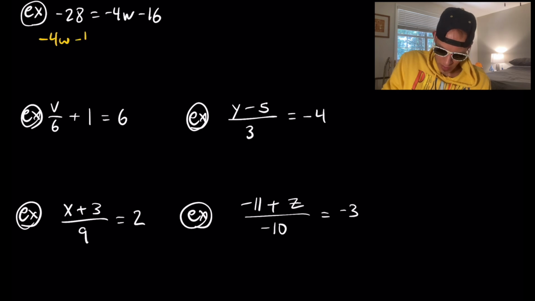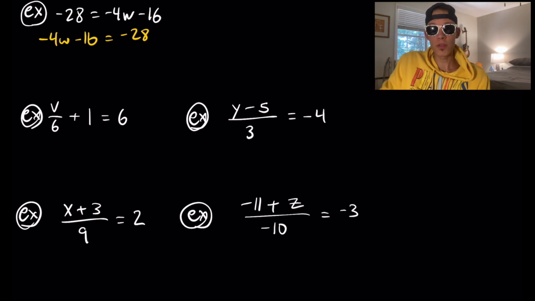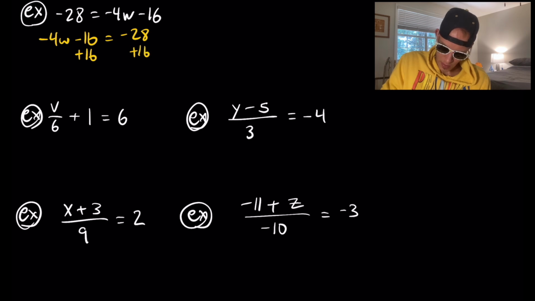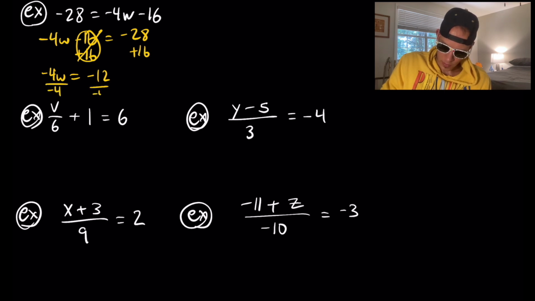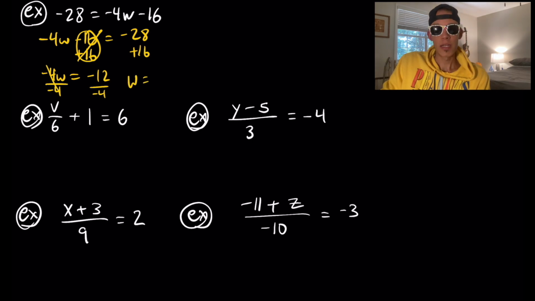Negative 4w minus 16 is equal to negative 28. And then I'll undo that minus 16, so I'll go plus 16 plus 16. These will cancel. I'll have negative 4w is equal to negative 28 plus 16, which is going to put us at negative 12. And then I'll divide both sides by negative 4, since I'm multiplying by negative 4 to undo it. So these negative 4's will cancel, and I'll be left with w is equal to negative 12 divided by negative 4, which is going to be a positive 3.